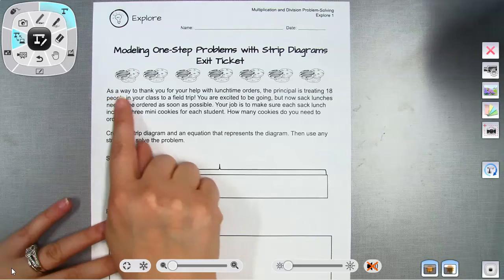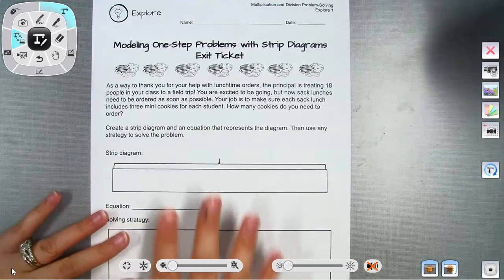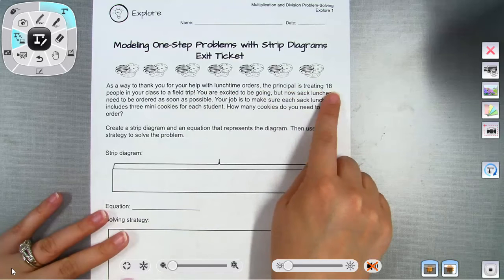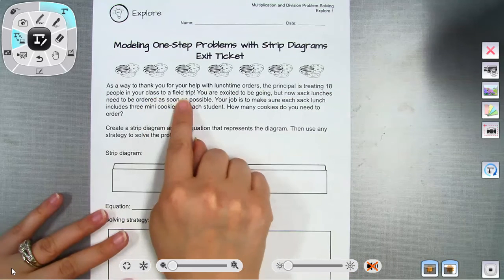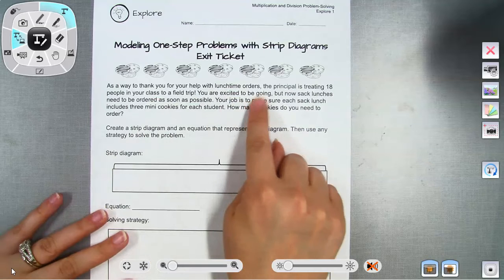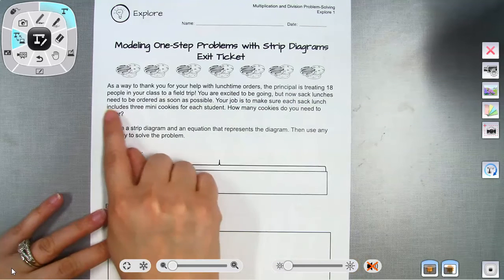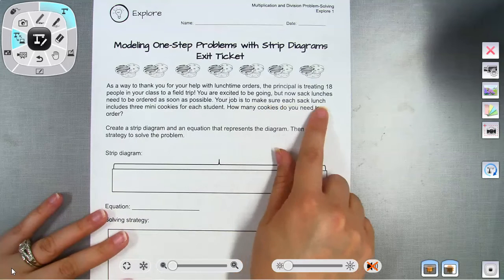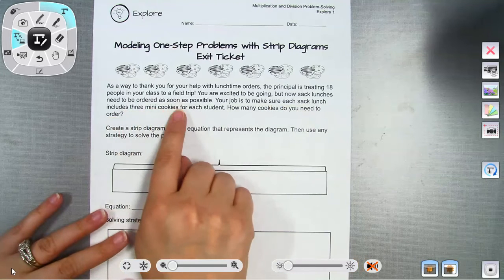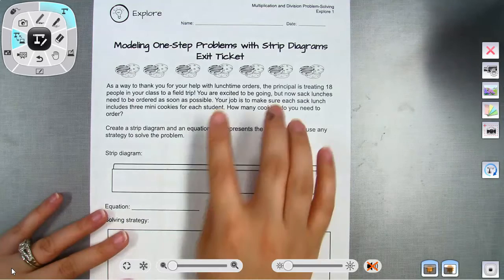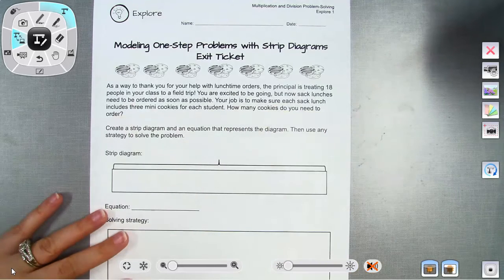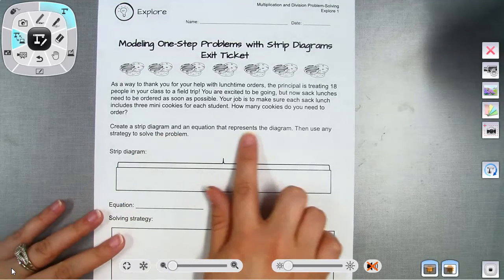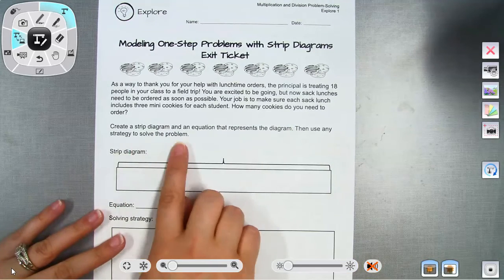So we're going to read the problem. A way to thank you for your help with lunchtime orders, the principal is treating 18 people in your class to a field trip. You are excited to be going, but now sack lunches need to be ordered as soon as possible. Your job is to make sure each sack lunch includes 3 mini cookies for each student. How many cookies do you need to order? Okay, so it says create a strip diagram and an equation that represents the diagram. Then use any strategy to solve the problem.